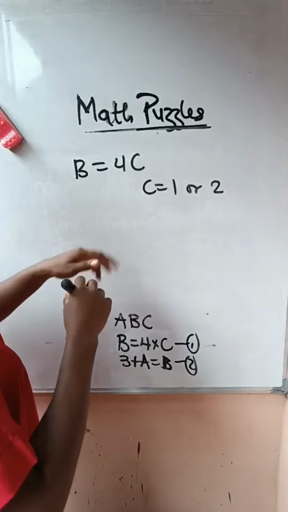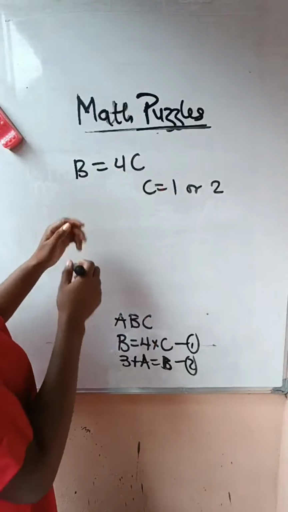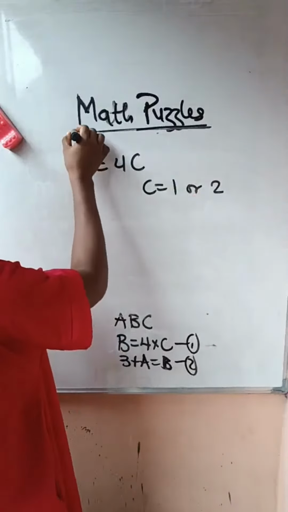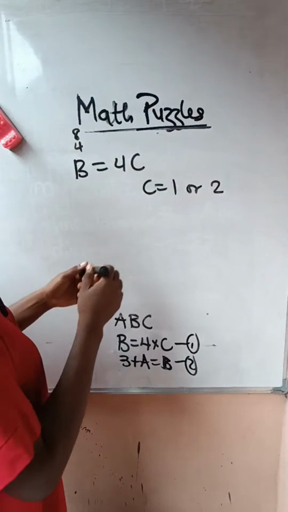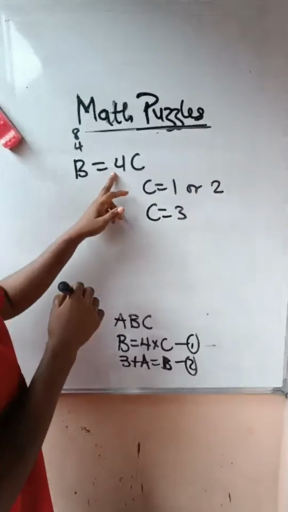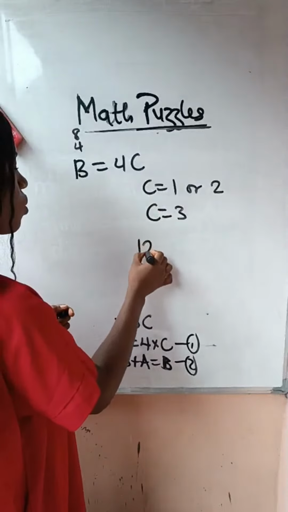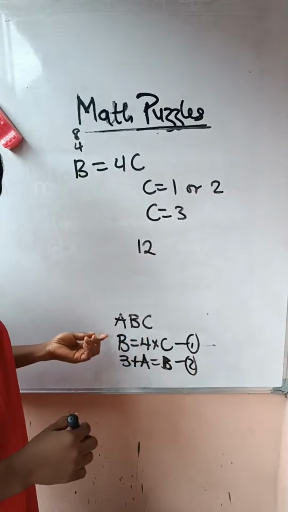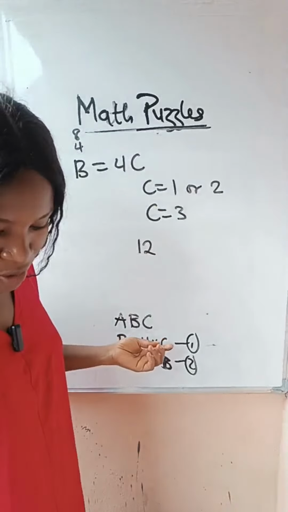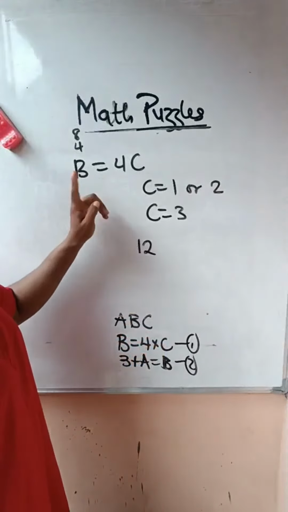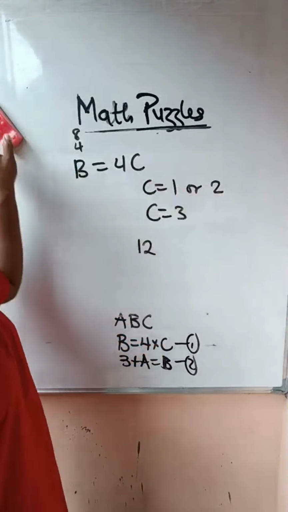Yes, because if you say 4 times 1, you get 4, which is a single number. If you say 4 times 2, you get 8, which is a single number. But if you say 4 times 3, that is if our C is 3, you are going to have 12. And B cannot be 12, if not, you are going to have a 4-digit number. I hope that is clear. So that is why C can only be either 1 or 2.